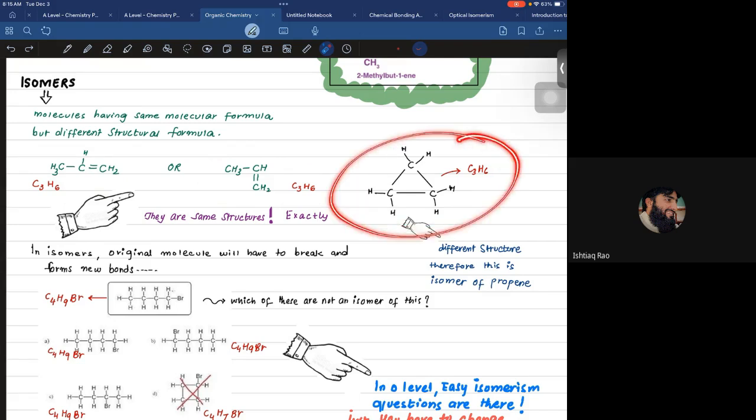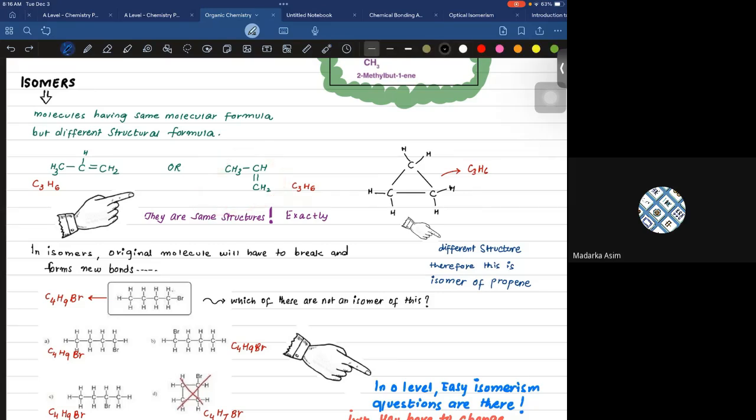Now you can see this, it's cyclic. But if I ask, what is the name of this compound? Can anyone tell me? It's propene. Good. And what's the name of this? Also propene.